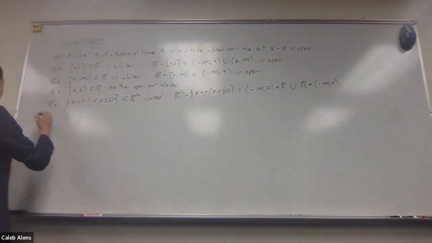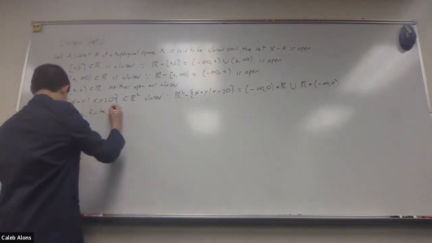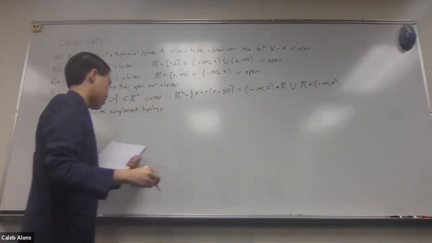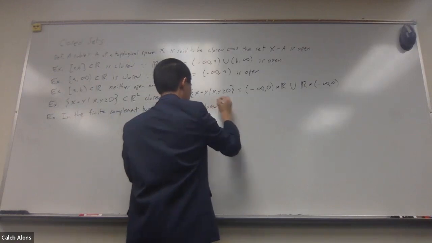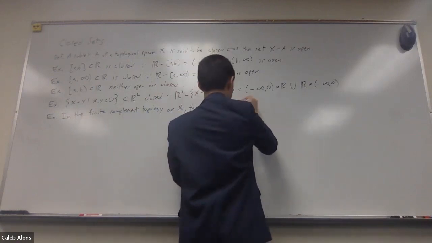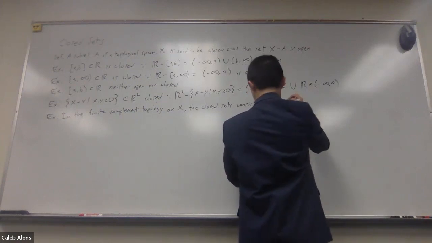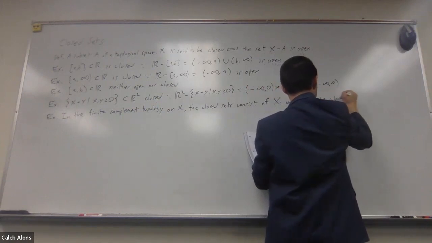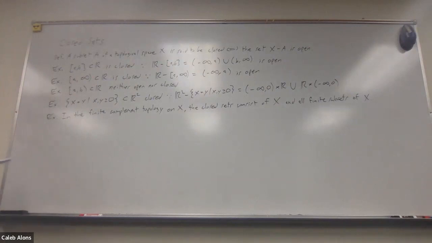Okay. And then the finite complement topology that we defined, I think, two weeks ago, on a set X, the closed sets consist of just X itself, because its complement would be empty, which is open, and all finite subsets of X. So there are some sets that can be both open and closed at the same time.